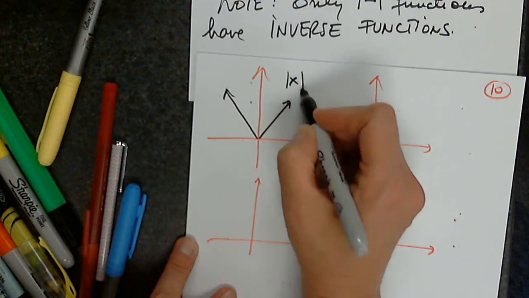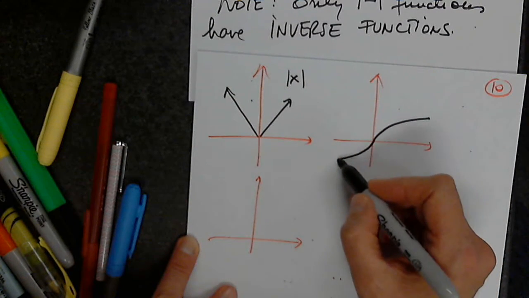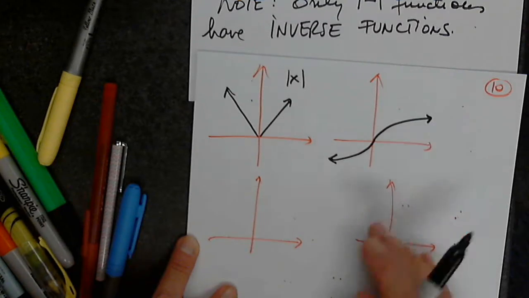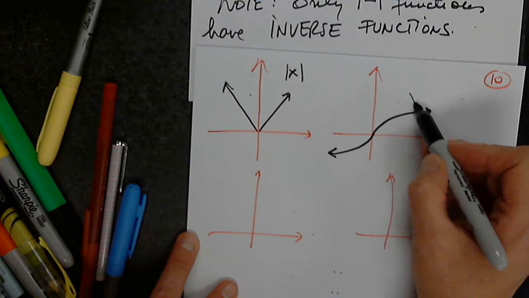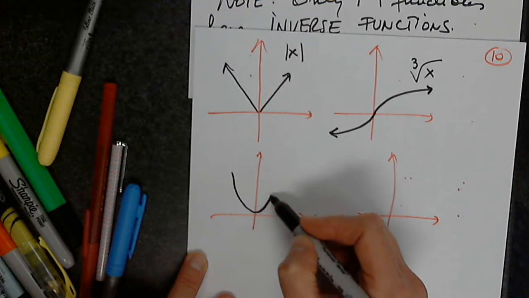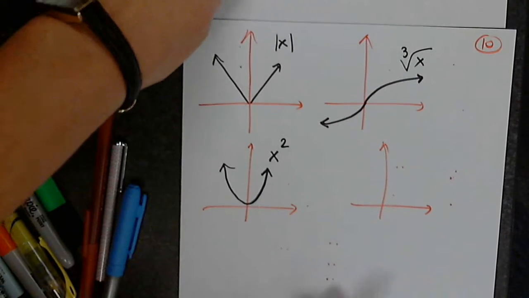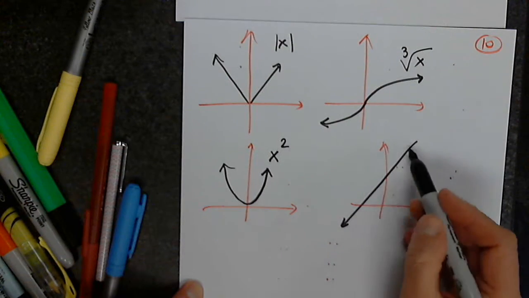Thank you. What function is this? Careful. Thank you very much. What function is this? Quadratic. Which is x squared. Perfect. What function is this? Very good.